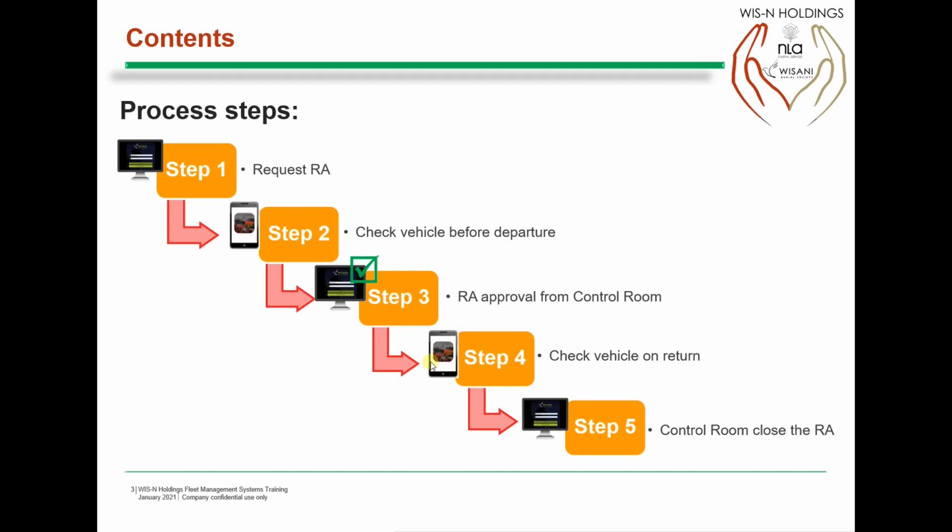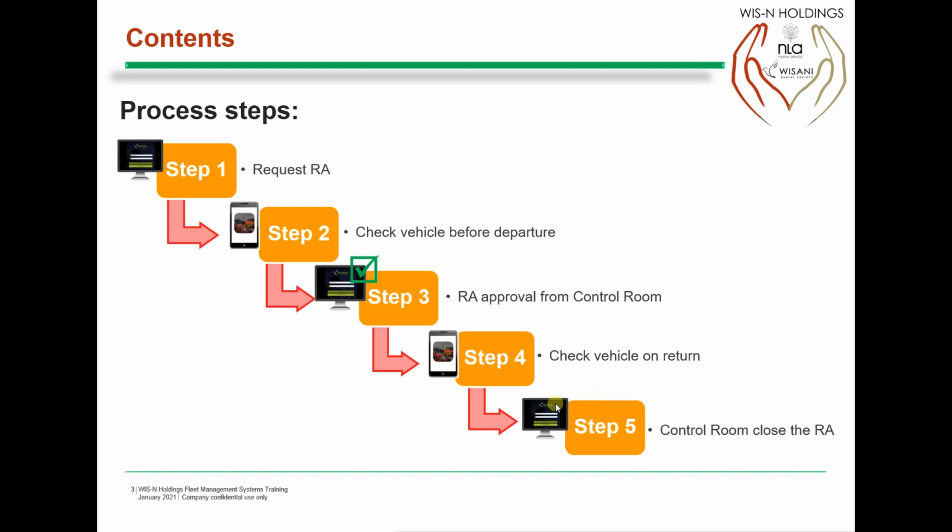When the driver comes back from his trip, the branches once again need to go into the Autobid app and do a return check. That is exactly the same as when the vehicle has left. They now need to check when the vehicle has returned if the vehicle is in the same state. So again, they're going to take photos on their app, on their cell phone, and that will then be sent through to the Autobid system.